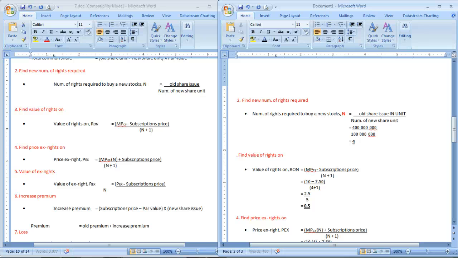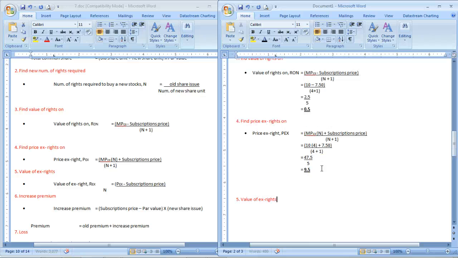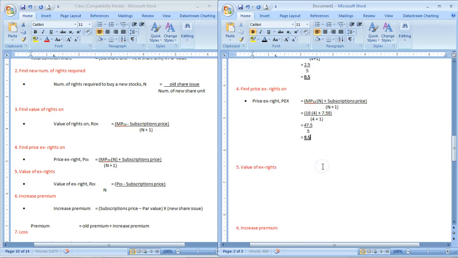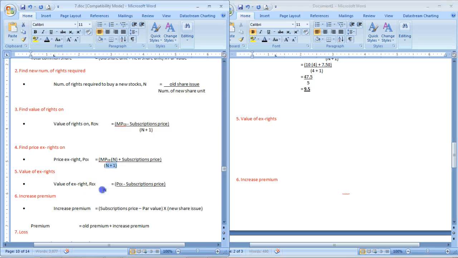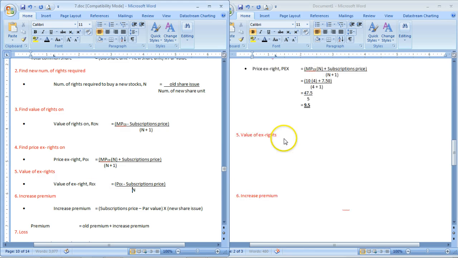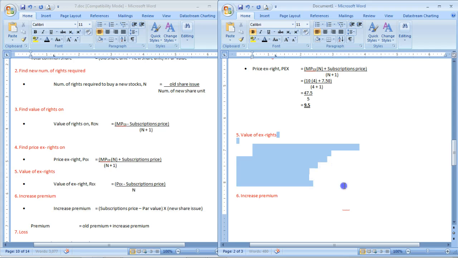You realize that if you buy in the particular period, the existing shareholder can only buy at 7 ringgit and 50 cent with the right. However, the value of the right is 0.5, and the price ex right means that you are selling the shares without the right, which is only 9 ringgit and 50 cent. Now what is the value of ex right? Now using this formula, my suggestion is, although the question did not ask you to find the value of ex right, you just calculate it based on steps 1 until 8. Later I will explain one by one.